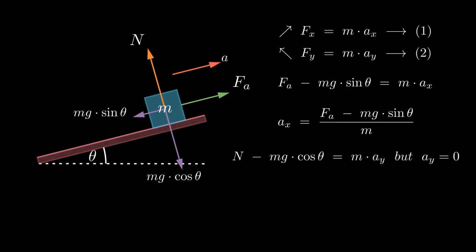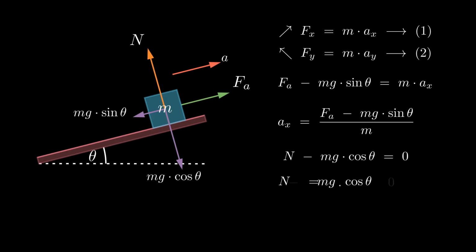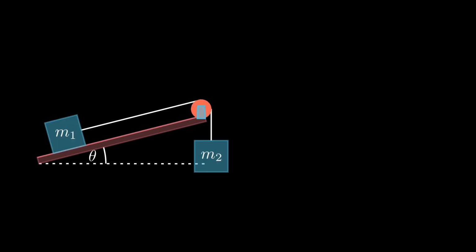Subsequently, we will use the second equation to compute the normal force. It's important to note that the acceleration in this direction is 0. Now that we understand how to calculate the acceleration and the normal force, let's proceed to the next exercise, where we'll substitute the force F of A with a weight. We'll follow the same steps as in the previous example to calculate the acceleration and the normal force.